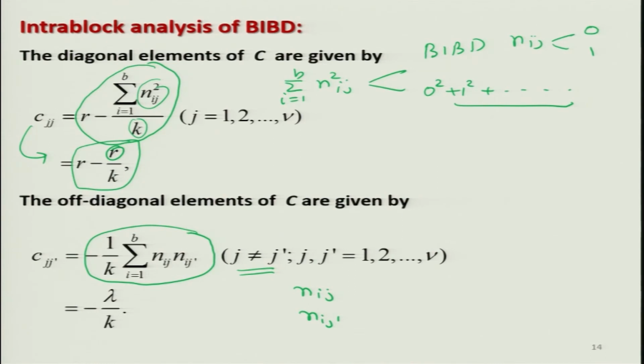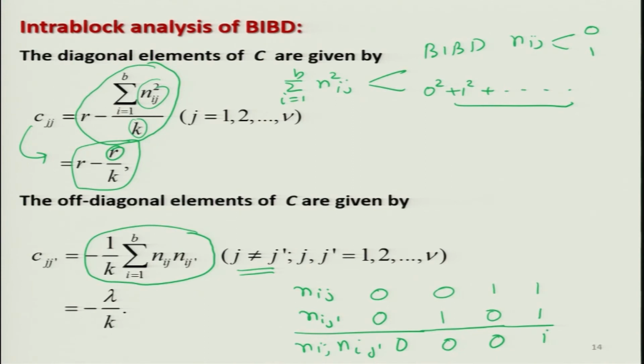So, there are 4 possible combinations. Nij and Nij prime both take value 0, so their product is going to be 0. If Nij equals 0 and Nij prime equals 1, then this product is going to be 0. Or Nij equals 1 and Nij prime equals 0, that means the jth treatment occurs in the ith block and the j prime treatment does not occur in the ith block. Then in that case, this product is going to be 0, and the last option is that both Nij and Nij prime are equal to 1, so their product is going to be 1.